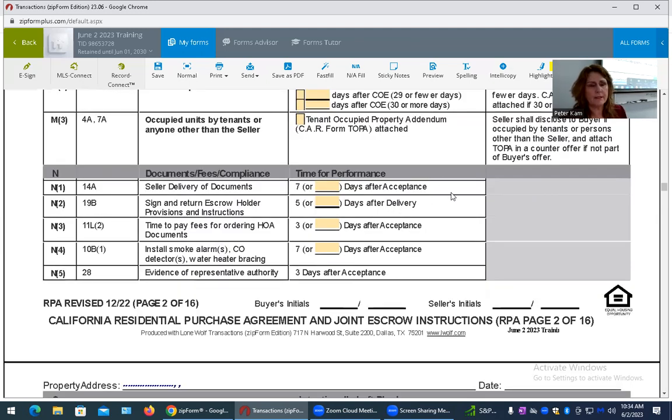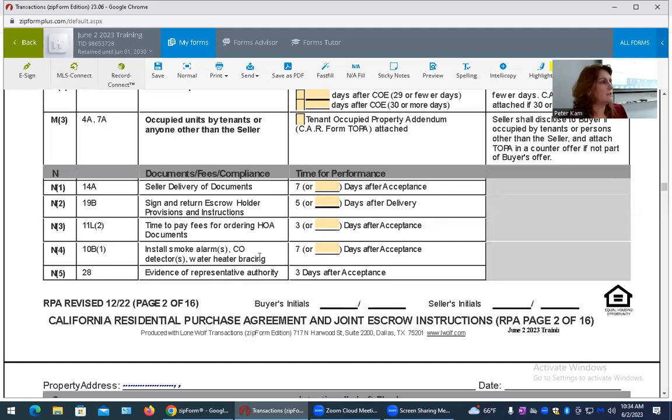Delivery of documents, the seller should deliver those within 7 days. And they put the provision for escrow holder to go ahead and sign within 5 days. Time to pay fees for ordering HOA documents. Those should be done pretty early. The worst thing is to be held up by an HOA that isn't following your timeline. So do that early. Smoke detectors and water heater and carbon monoxide 7 days after acceptance.